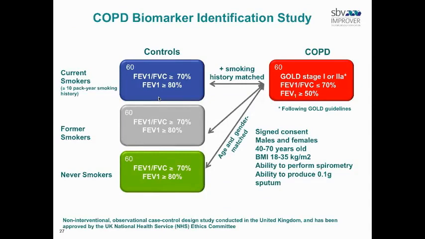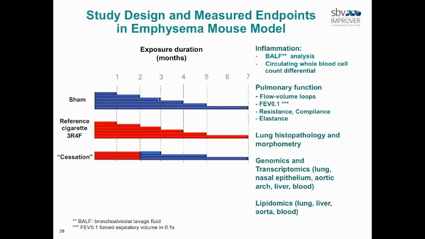The data for this grand challenge are being collected right now. There is an observational clinical trial underway where samples are collected from control subjects, from former smokers, never smokers, and from people with COPD. There are also studies underway in emphysema mouse models, and a number of different samples are also being collected: bowel, whole blood cells, lung histopathology, transcriptomics data, lipidomics, and some of the other data.